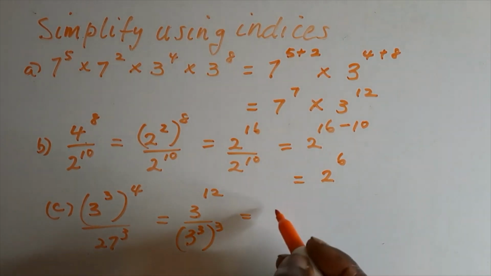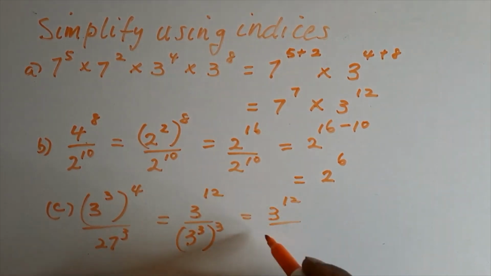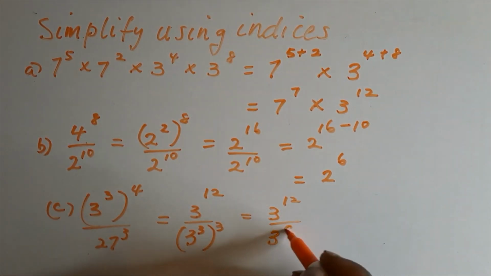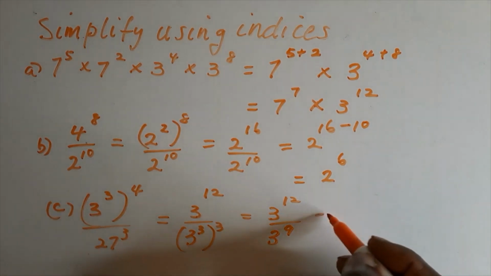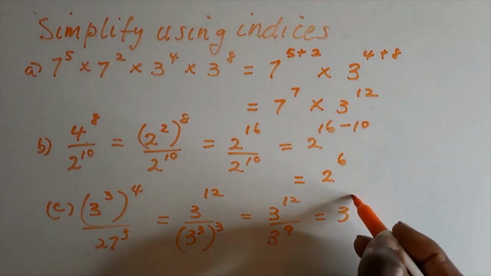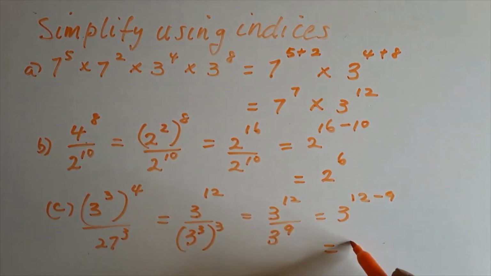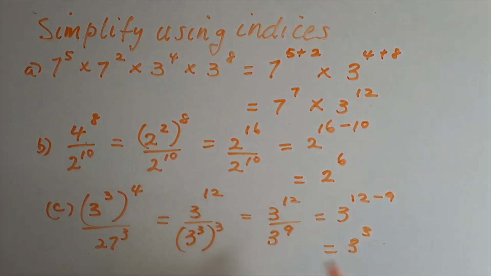Now we can clear the brackets in the denominator, and we have 3 3s are 9, so 3 raised to the power of 9. Law of indices, the same base. We subtract, because we're dividing, we subtract indices to give us 3 raised to the power of 3.